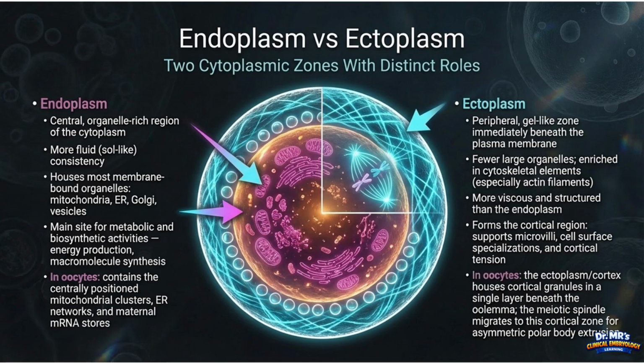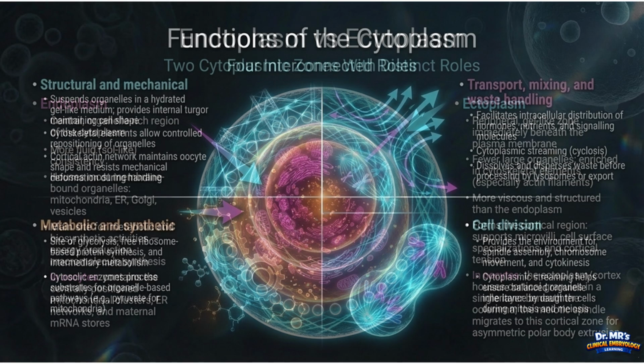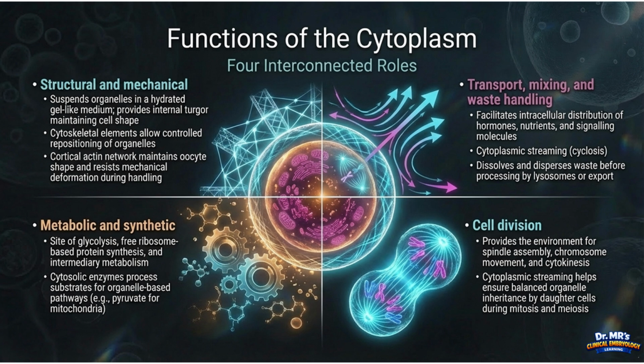Now let's examine what the cytoplasm actually does: its four major functional roles. The cytoplasm performs four broad, interconnected categories of function, and it is worth understanding each in the specific context of gamete and embryo biology rather than as generic cell biology.